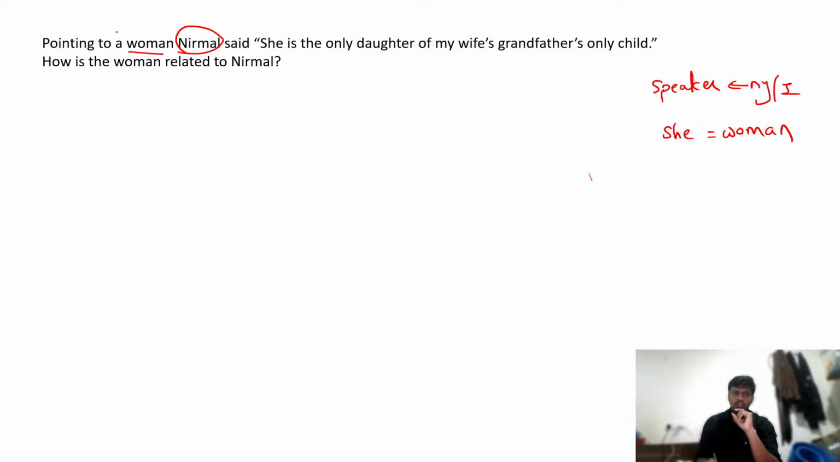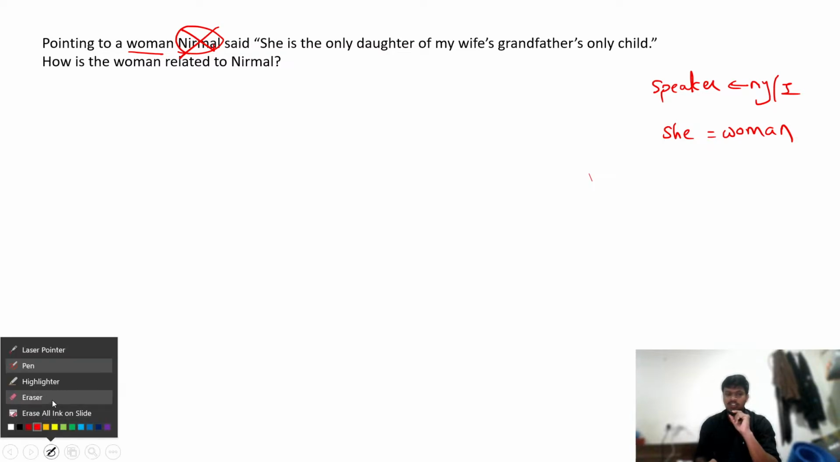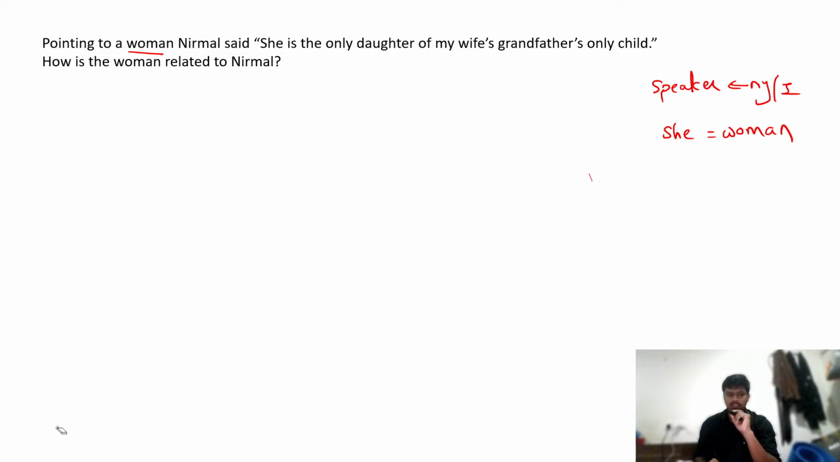Remember one thing, don't assume the gender of Nirmal as of now. Don't simply assume Nirmal is a male person just because it is a male name. But see here, in the statement he is saying my wife. As Nirmal is having a wife, you can say now Nirmal is a male person. Until and unless it is mentioned in the problem, you should not assume any gender.